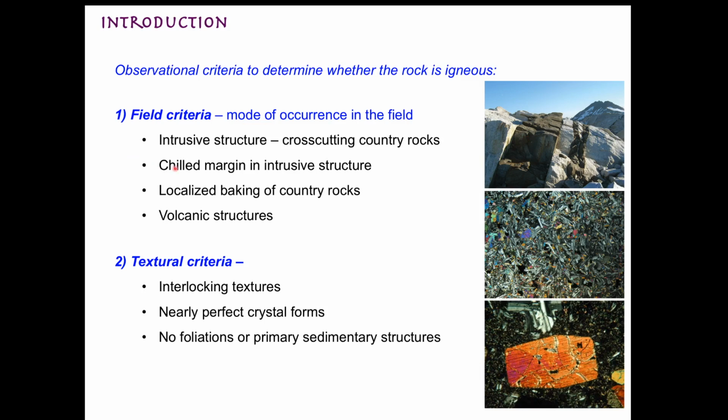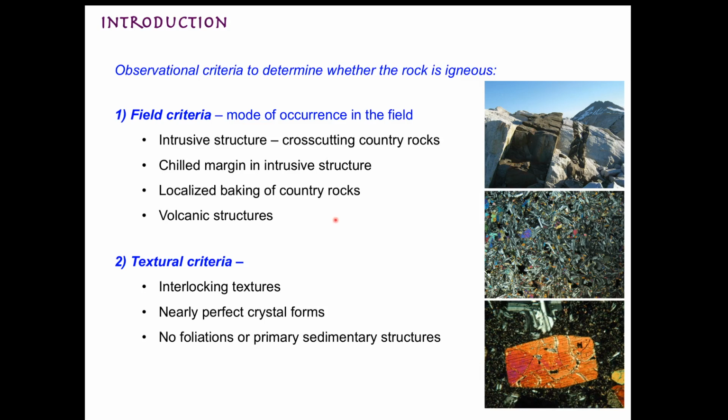We can have a chilled margin in the intrusive structure. What is the margin of this intrusive structure here? Along the pointer it can be chilled, meaning very quick chilling, and it can sometimes form glass. If these are the features, then this intrusive body is definitely igneous. There can also be localized baking of the country rocks along the sides of these intrusions, and these are also signatures that this intrusive rock is an igneous rock.